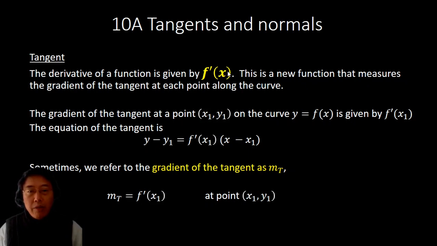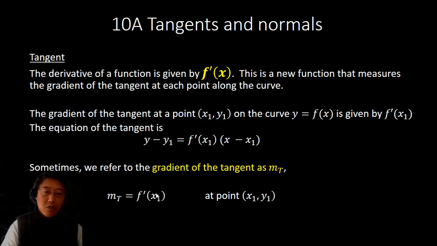that new function for that value of x will measure the gradient of the tangent at each point along the curve. So the gradient of the tangent at the point x1, y1 of that curve is given by the derivative f prime at that given point. Then we get an expression of the function of the straight line, and we define the gradient of the tangent with notation m_t as the derivative at x equals x1.